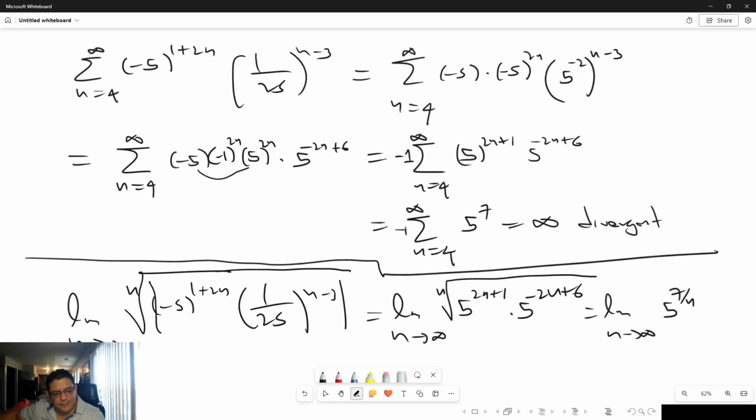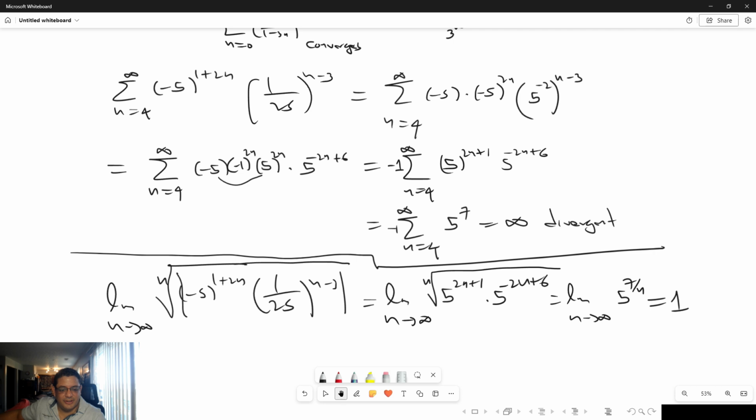And so notice that if I'm now using n going to infinity, then this is just going to be 5 to the 0, which is going to be 1. So because we got a 1 here, our test is going to be inconclusive. So the root test is inconclusive. So our best bet is still what we did before, rearranging all the terms of the series to get a conclusion.